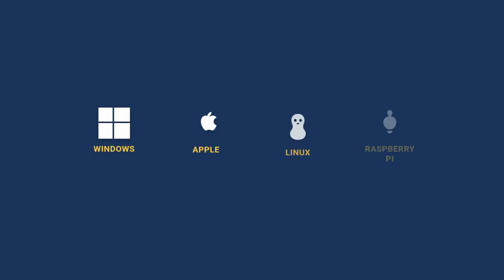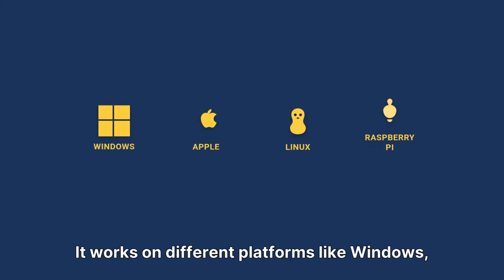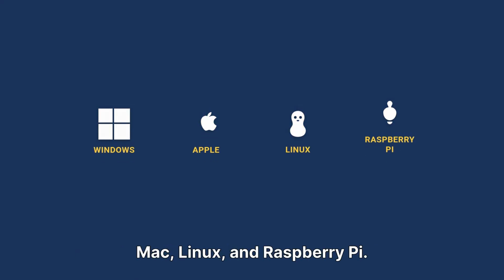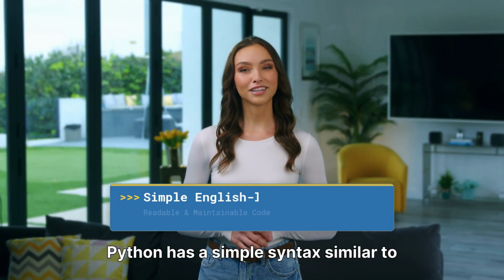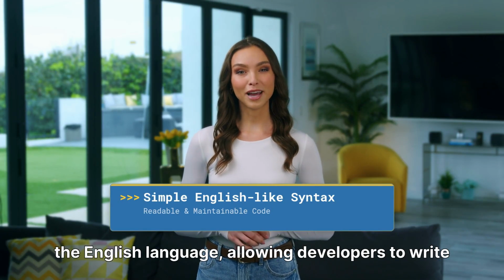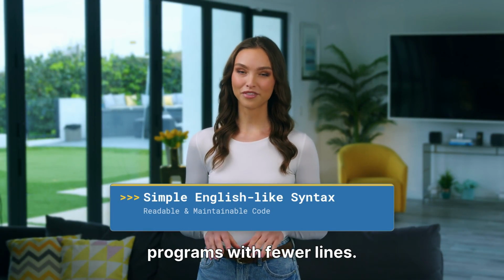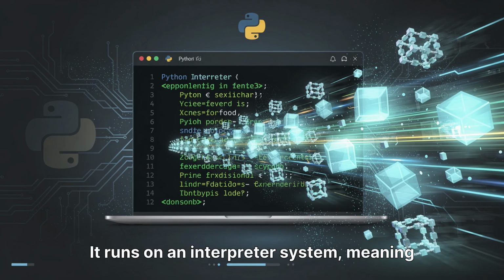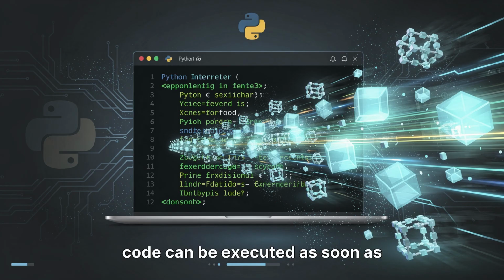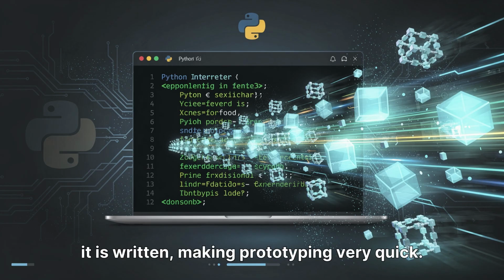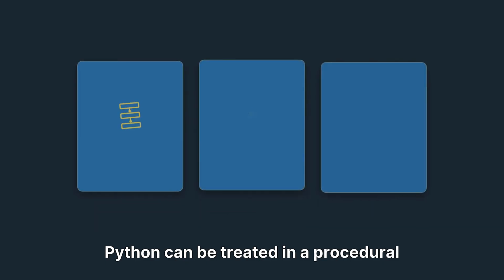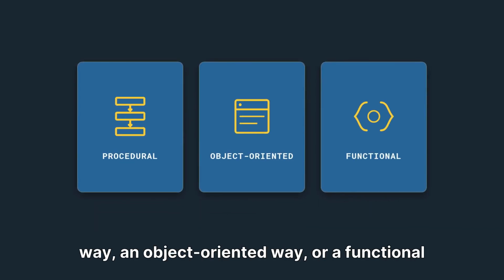Why Python? It works on different platforms like Windows, Mac, Linux, and Raspberry Pi. Python has a simple syntax similar to the English language, allowing developers to write programs with fewer lines. It runs on an interpreter system, meaning code can be executed as soon as it is written, making prototyping very quick. Python can be treated in a procedural way, an object-oriented way, or a functional way.